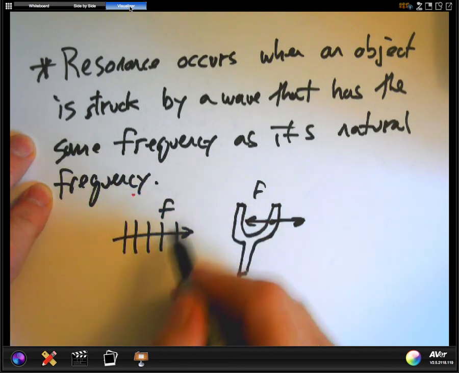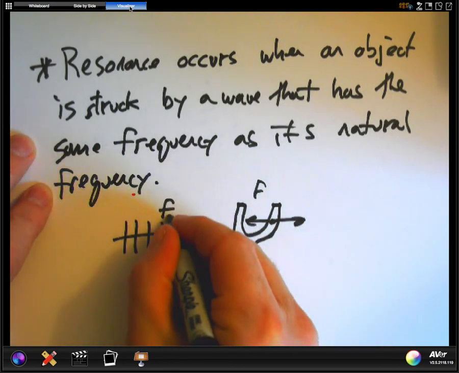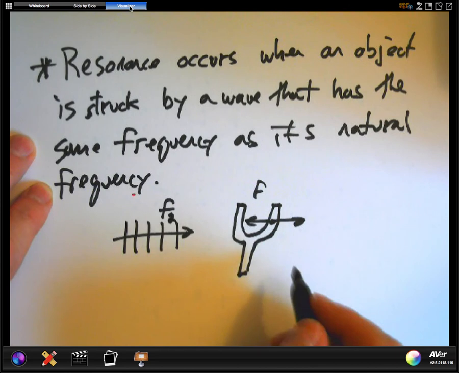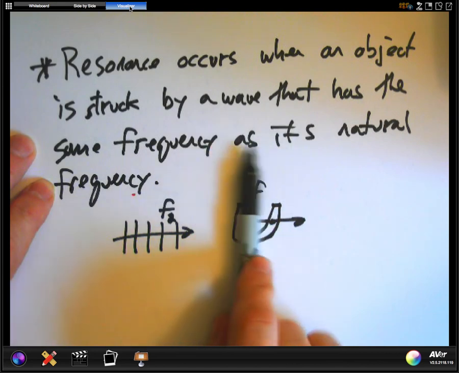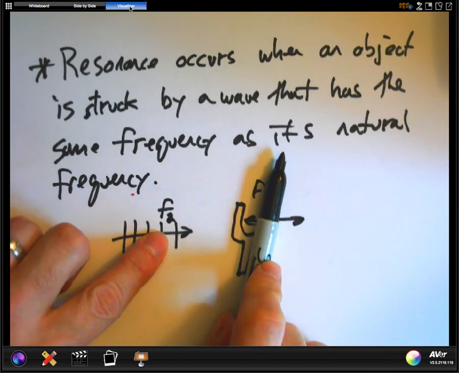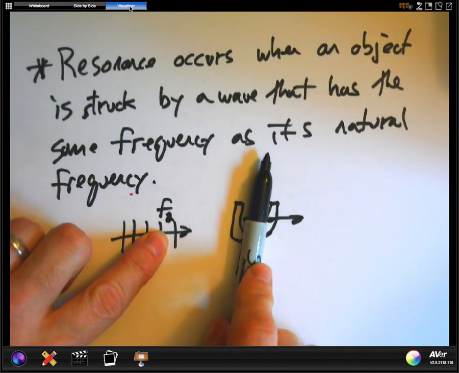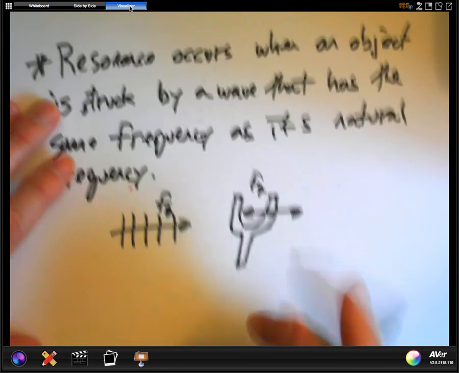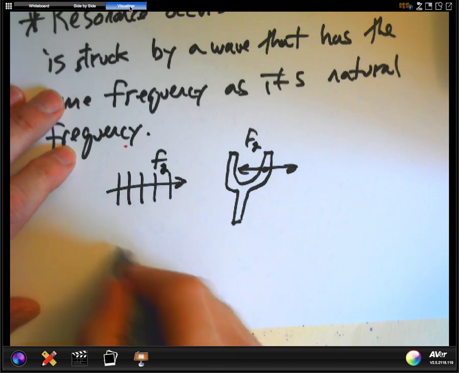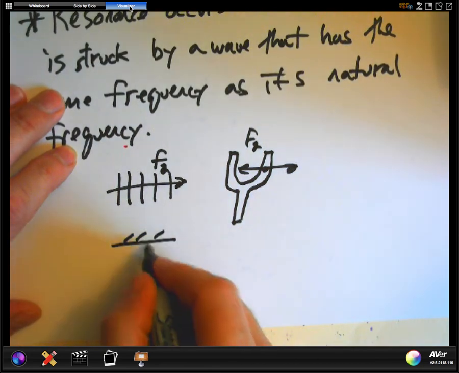Now, that's not true if I send some frequency in here that's not the same as the natural frequency, because then it wouldn't hit at the right time. So while this was shaking to the right, the wave might be pulling it back to the left, which would make the oscillation smaller. Now, the best example I have for you of that would be a swing.